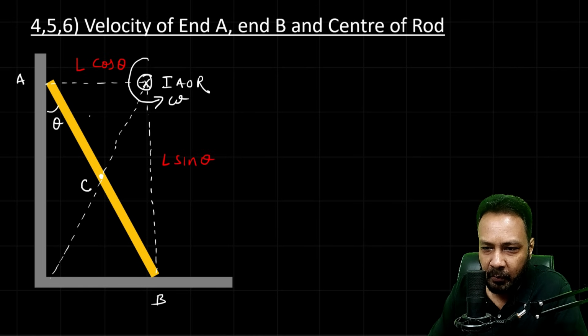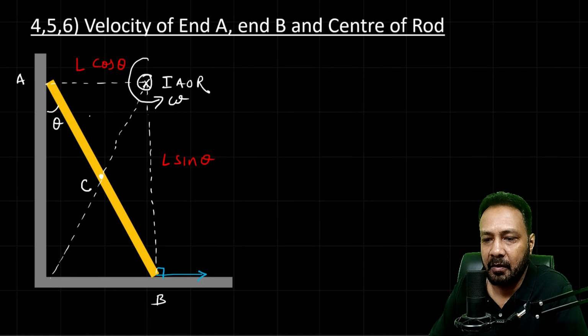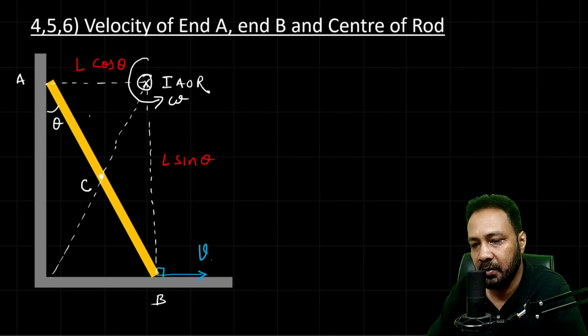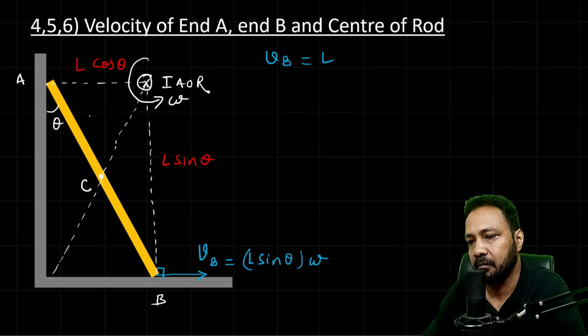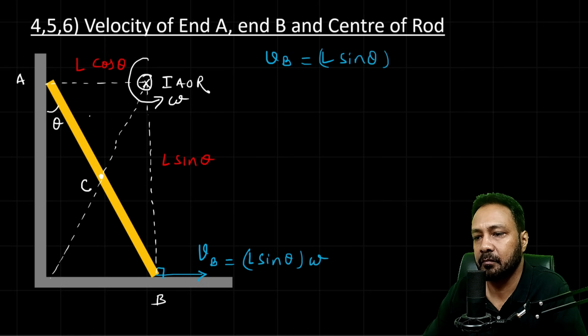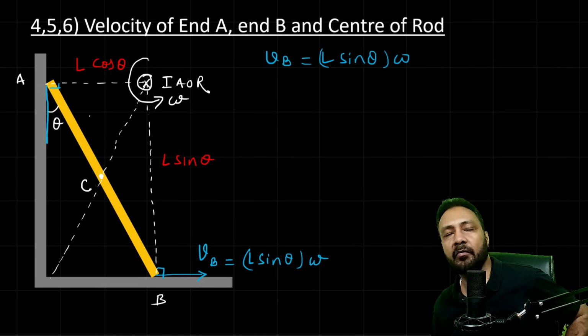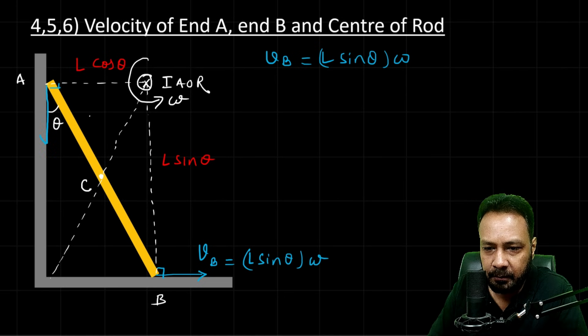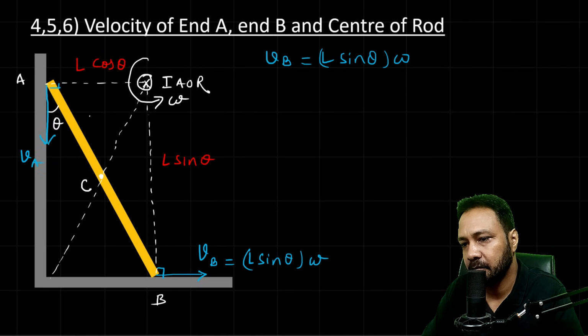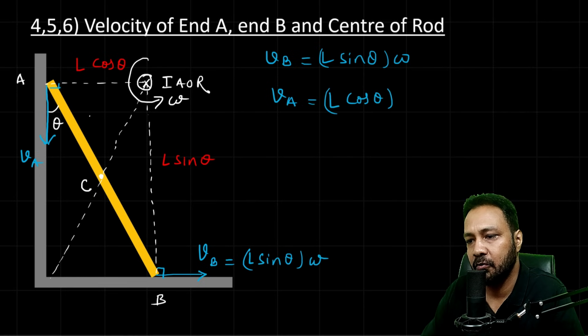So from here IOR, if I look to the point B, its velocity would be this R into omega. So VB would be L sin theta into omega, like this. And VA will be along the wall, perpendicular to this radius vector from IOR to A, and that is VA. And VA would be L cos theta into omega.